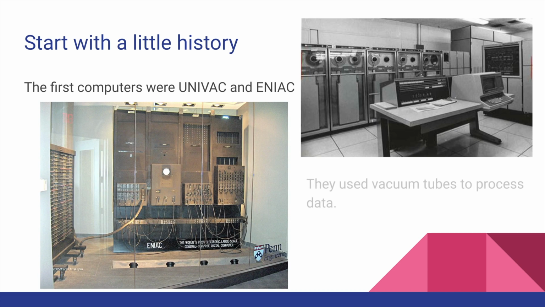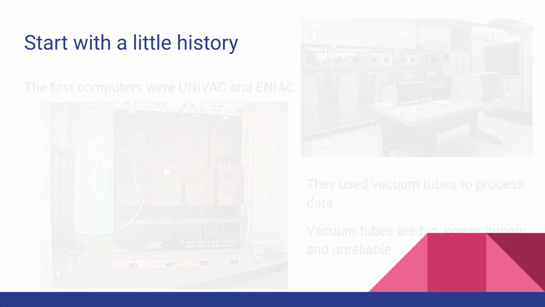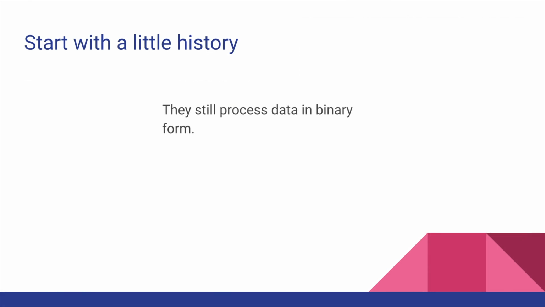Anyway, back in the good old days, the first computers, UNIVAC and ENIAC, well, they're the first recognised computers in any modern sense of the term, processed their data using vacuum tubes. Now, a vacuum tube is about 6 inches long, very power hungry and unreliable device. But they were used by these devices to process data. Vacuum tubes still process data in binary form. They were either charged or discharged. Hence, they process data in binary.